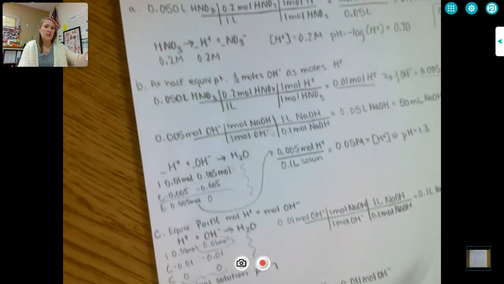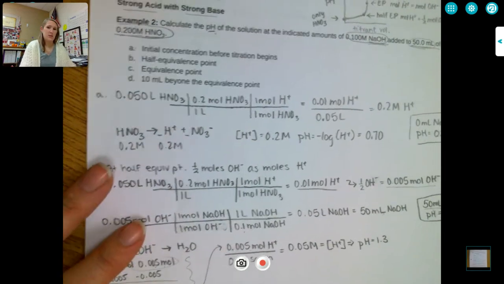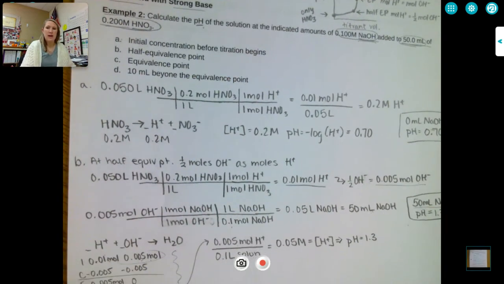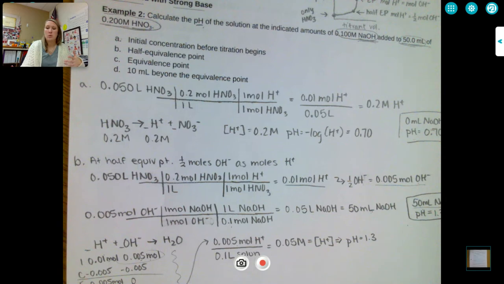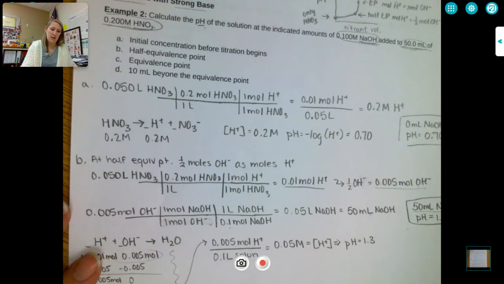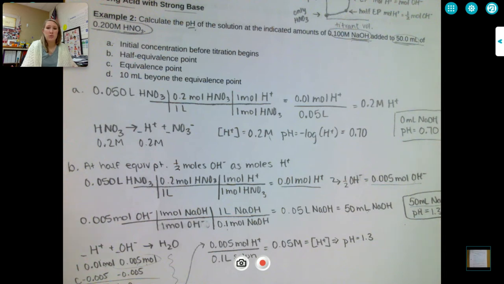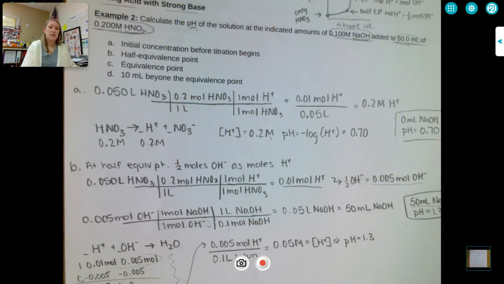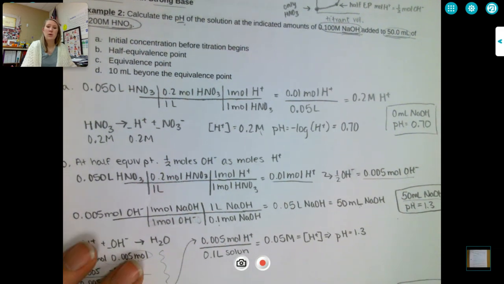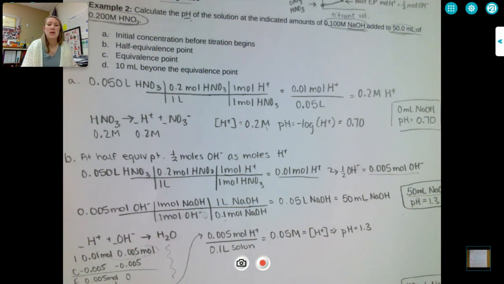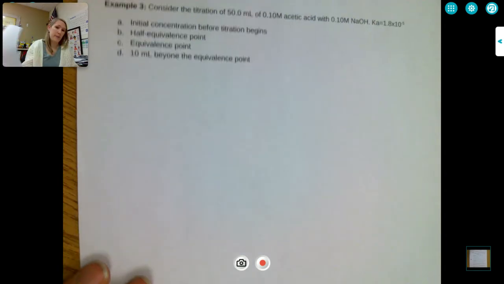All right, so that is for a strong acid with a strong base. We didn't really have any equilibriums here, so we didn't have to worry about Ka values or anything like that. But in reality, we're probably going to do titrations where we have weak acids and strong bases, or weak bases and strong acids. So let's go through one more where we have to now think about equilibriums.